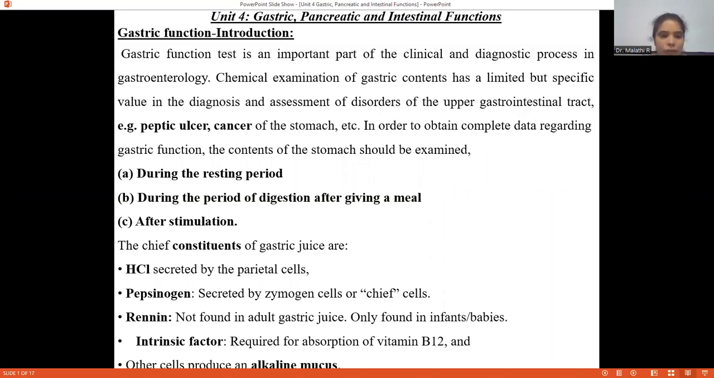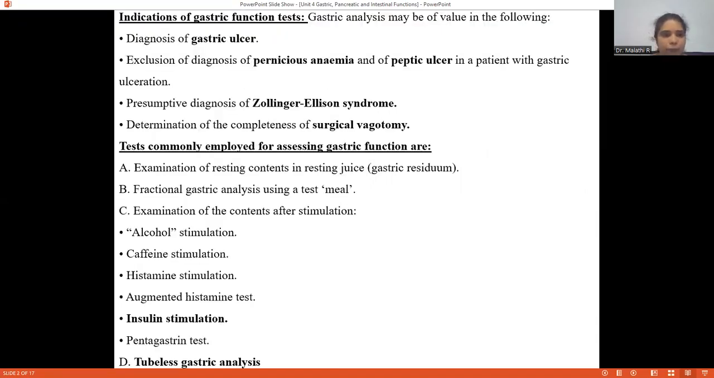The major constituents of gastric juice secretions are HCl, which is secreted by parietal cells, pepsinogen, which is secreted by zymogen cells or chief cells, and renin, which is not found in the gastric juice of adults but can be expected in infants and babies. Only infants and babies will have the secretion of renin, whereas adults will not. Apart from that, the intrinsic factor, which is required for the absorption of vitamin B12, will also be present. Other than that, they will also have alkaline mucus.